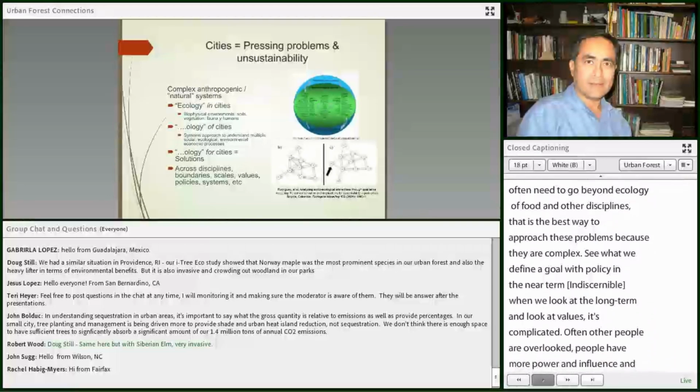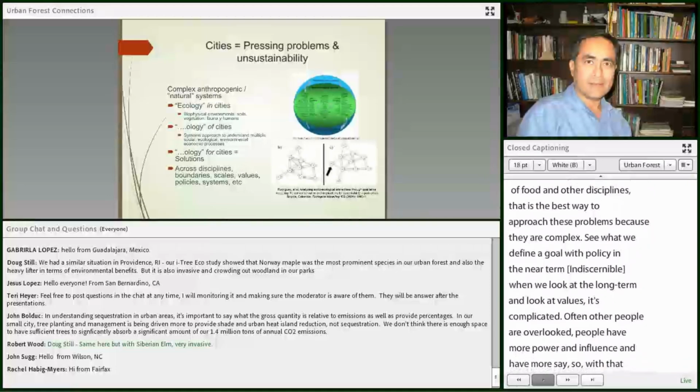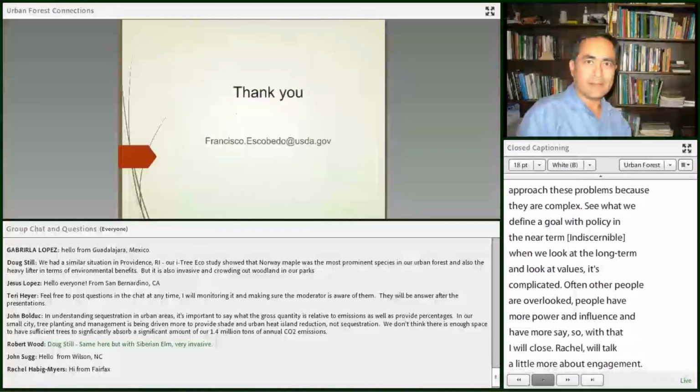And so with that, I'll close. And Rachel will talk a little bit more about engagement, and Kat will talk about more of these considerations that one needs to take about when we look at these urban ecosystems.